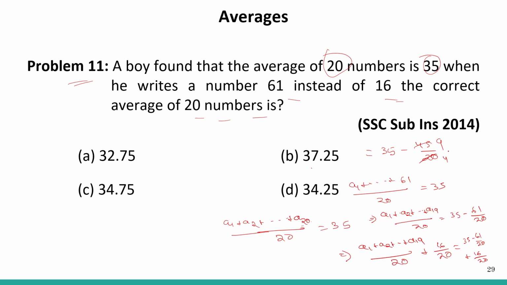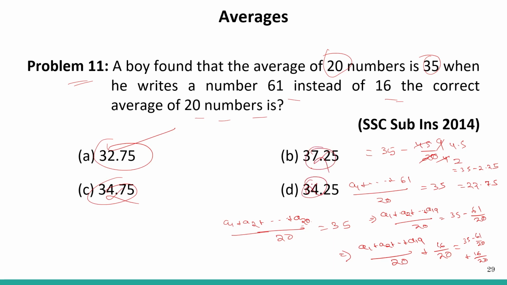So 9 by 4 is nothing but 2.25. So this is equal to 35 minus 2.25. Okay, so this is equal to 32.75, right? 32.75. That is, option A is actually correct. These are all wrong options right here.